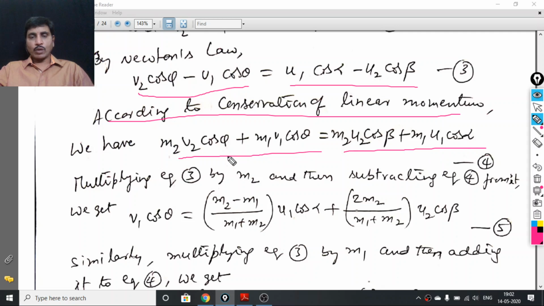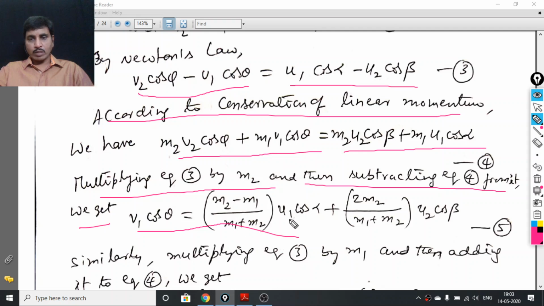Here we have 4 equations and we can determine 4 unknown quantities v1, v2, theta and phi. Now, multiplying equation 3 by m2 and then subtracting equation 4 from it, we get v1 cos theta is equal to (m2 minus m1) by (m1 plus m2) into u1 cos alpha plus 2m2 by (m1 plus m2) into u2 cos beta. Here the complete derivation is not necessary.